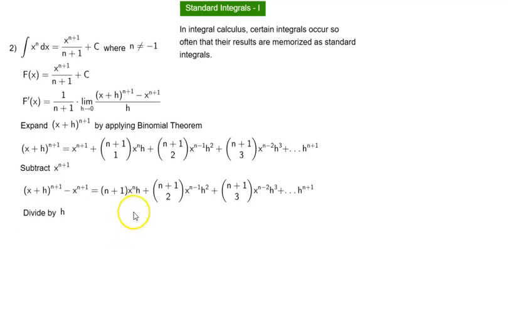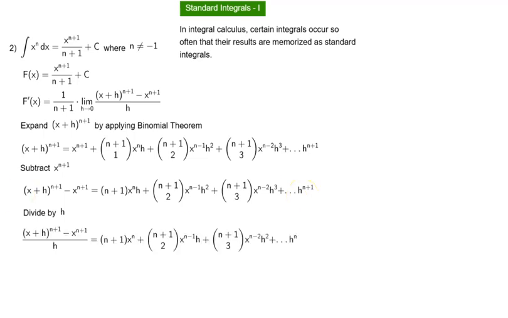So when we divide by h, what happens here? This h disappears. From h square, 1 h disappears. From h cube, 1 h disappears. And from this, 1 h disappears. So that we are left with x plus h to the power of n plus 1 minus x to the power of n plus 1, the whole thing divided by h. And on this side, h disappears here, and from each of the rest of the terms, 1 h disappears.